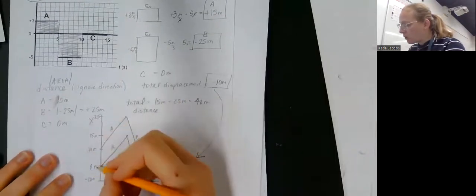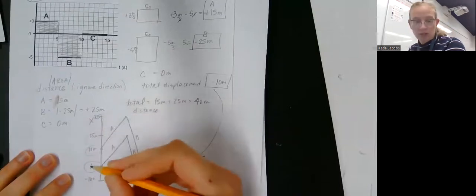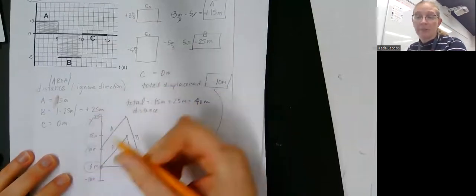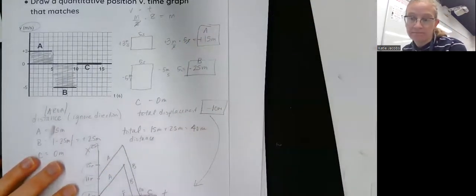So I'm quantitatively marking on the graph the important starting points and ending points for each segment, and they need to match what I got up here for my displacements.